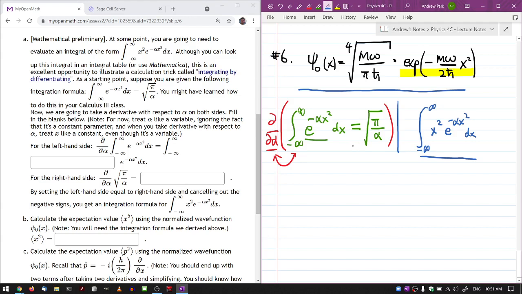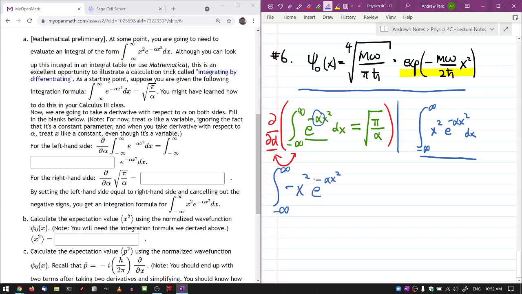But we're going to take that for granted. So when you swap the order of integral and derivative, what you have is the derivative with respect to alpha of e to the minus alpha x squared. Treating alpha as my variable, the derivative there becomes minus x squared e to the minus alpha x squared.